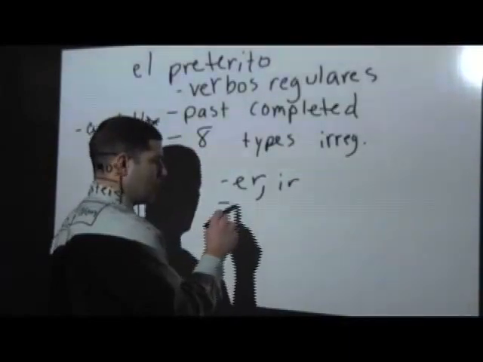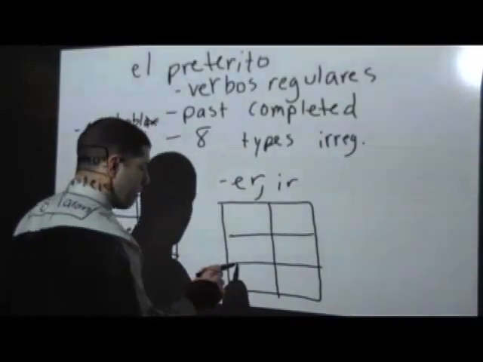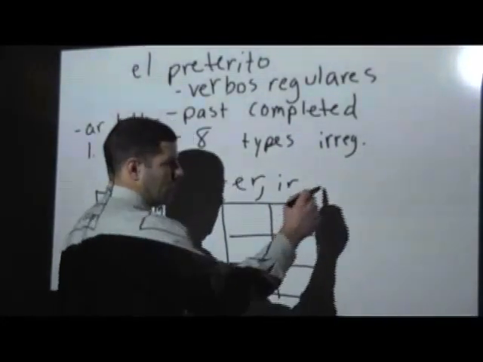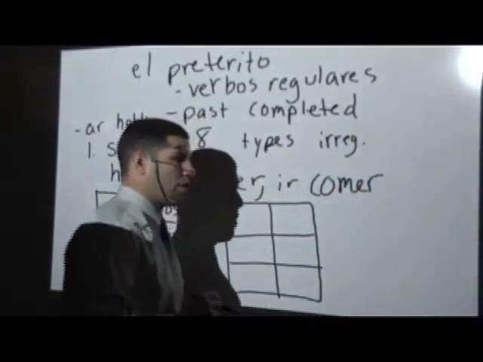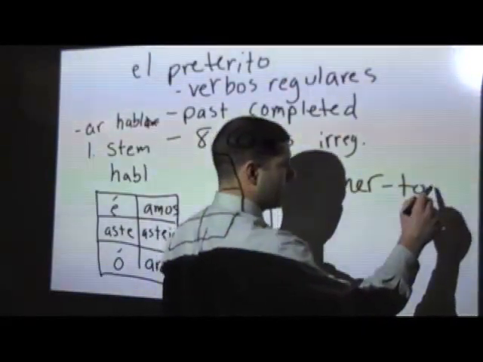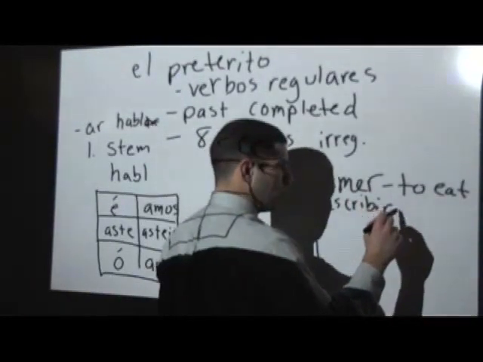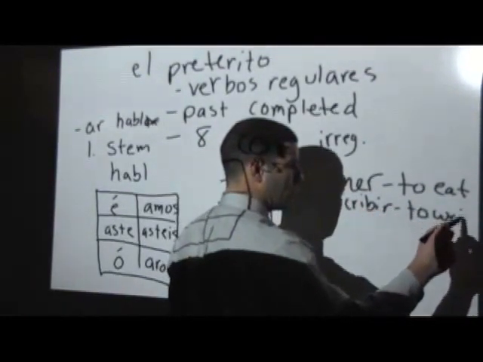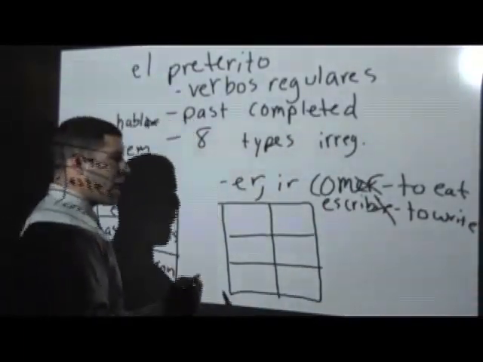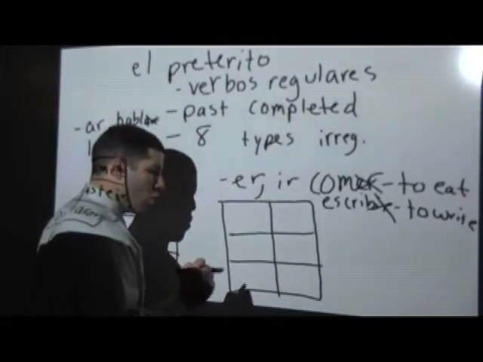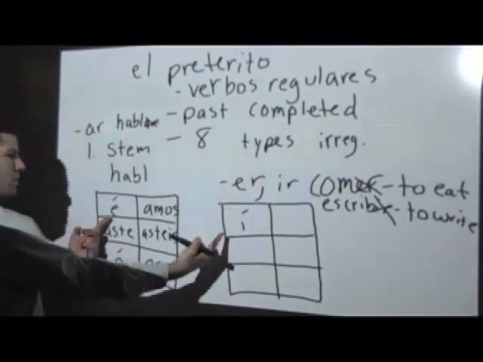ER/IR verbs are actually the same, so that's a pretty good deal. Similar type endings. You have examples of regular verbs in the preterite, like comer, to eat, and we like to use escribir, to write. So we would get our stems, just as we do in the present tense with these two. Take off the ER, take off the IR, and you add your ending. So í, iste, ió, imos, isteis, ieron. Con acento, é.